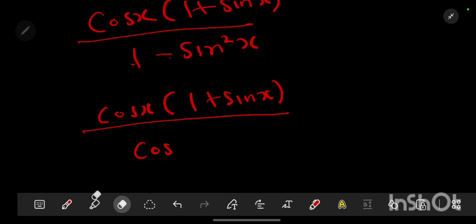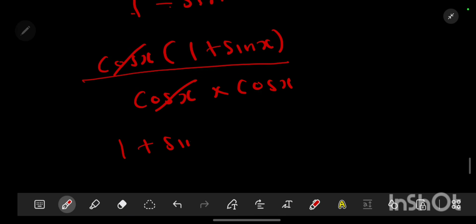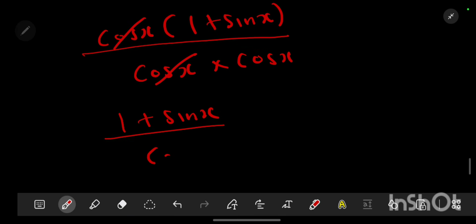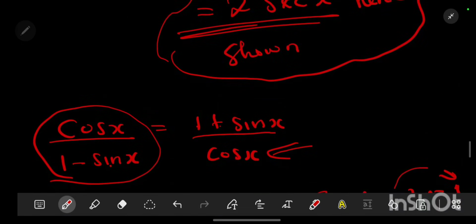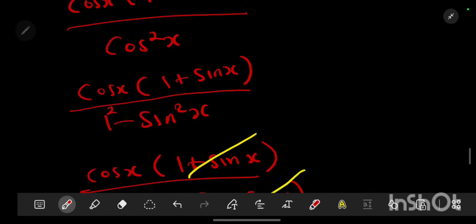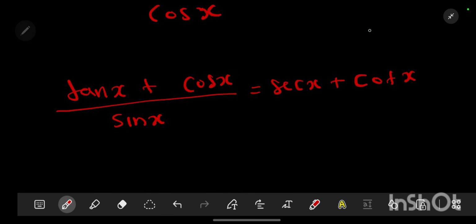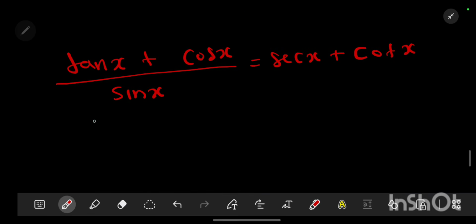And cos squared x, without wasting time, is equal to cos x times the cos of x. So this and this go. This gives us 1 plus the sine of x over the cos of x. So we can say hence shown. We have derived the other side as well. So whichever side is okay, depending on which one you are conversant with, will determine what you are going to answer. Let's say we have this one. So again, let's use the left hand side.